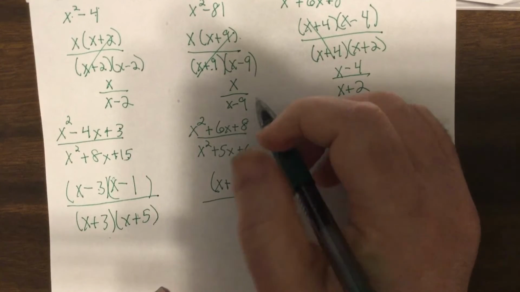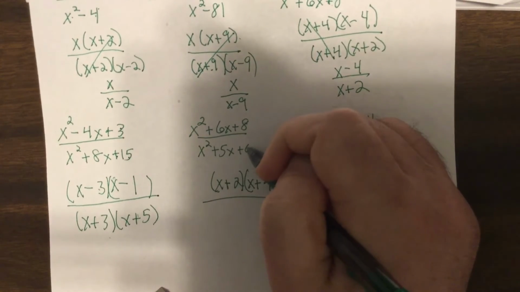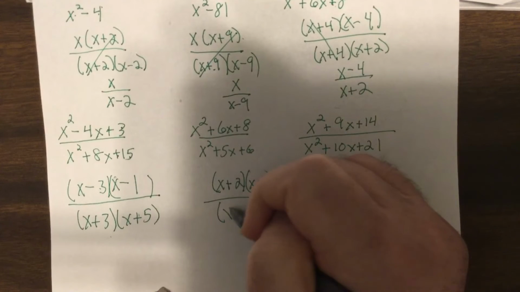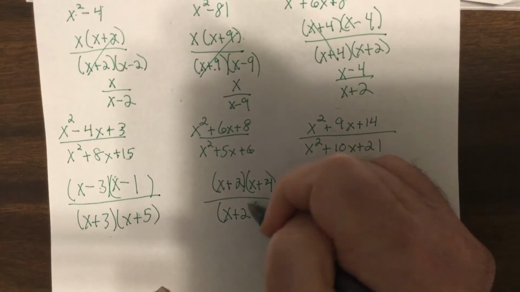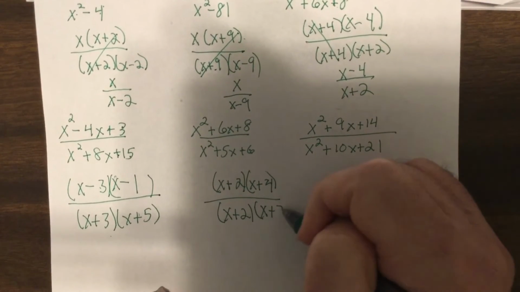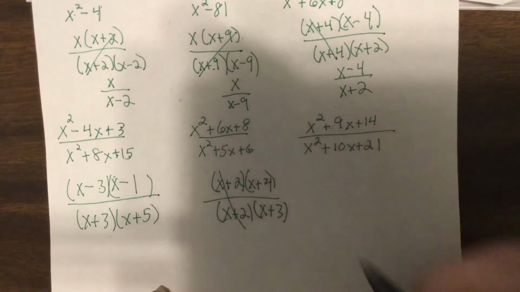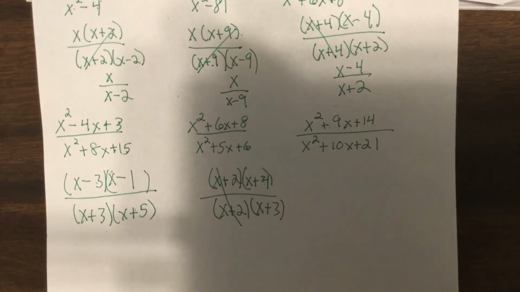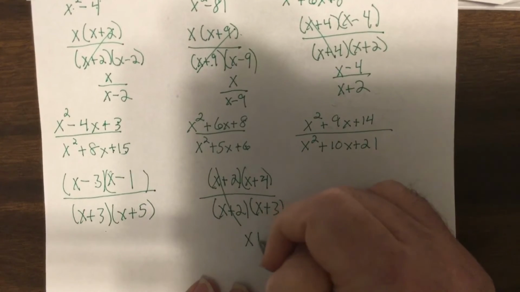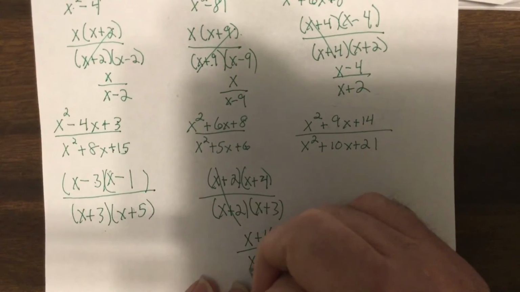And this one, what do you multiply to get 6, but add to get 5? How about 2 and 3? So the x plus 2's cancel. So you'd have x plus 4 over x plus 3.